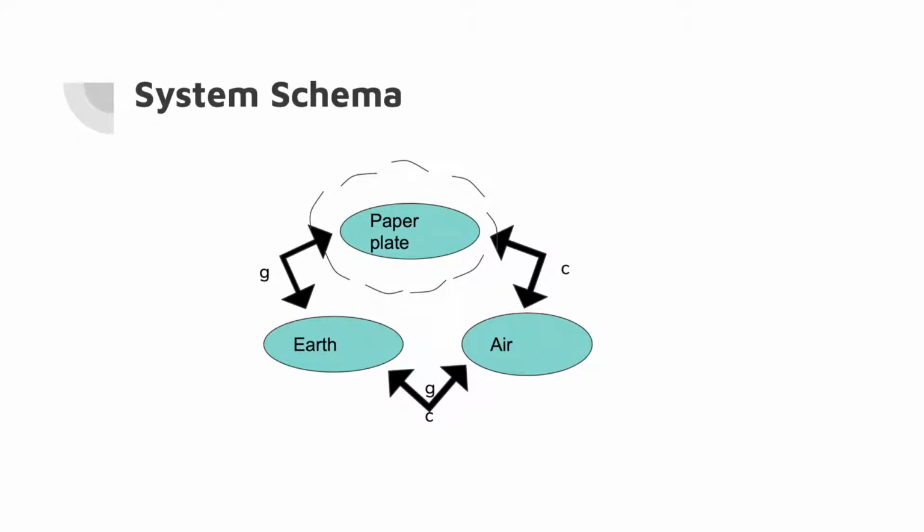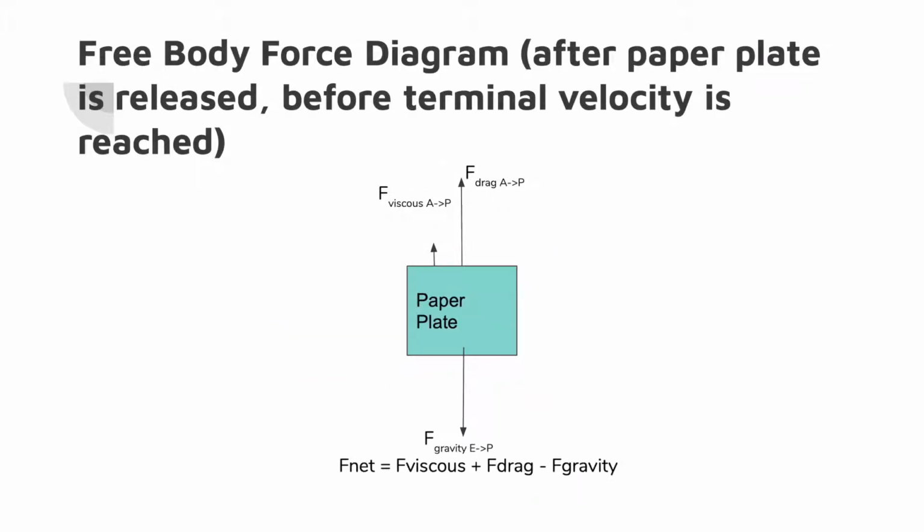So for our system schema, we have the paper plate as our system, and we see that the paper plate makes contact with the air as it is traveling through it. And Earth is exerting a gravitational force on the paper plate, and the Earth is also exerting a gravitational force upon the air. As well, the Earth and the air are making contact with each other. So this is our free body force diagram after the paper plate is released. The force of viscosity is negligible, as we explained earlier, and the force of drag is significantly higher. However, the sum of the two forces does not have as much of an impact as gravity has. And after the paper plate is released, this is before terminal velocity is reached.